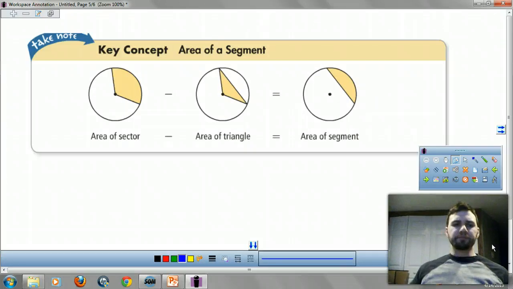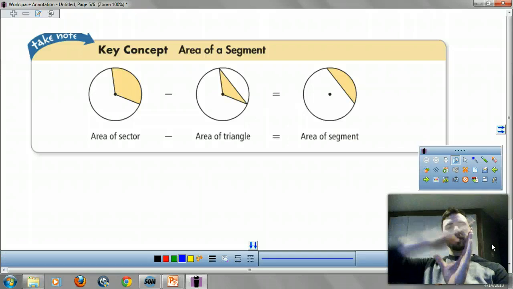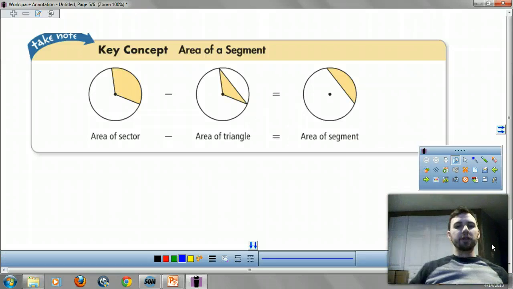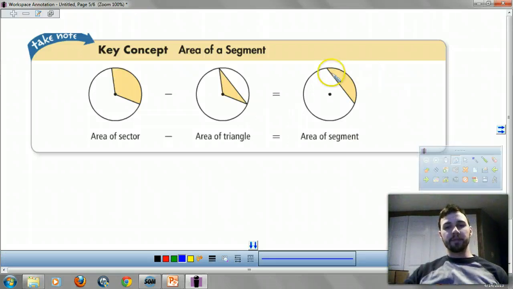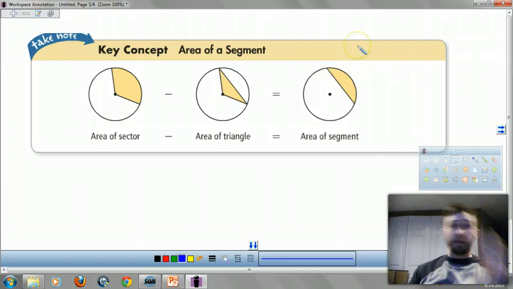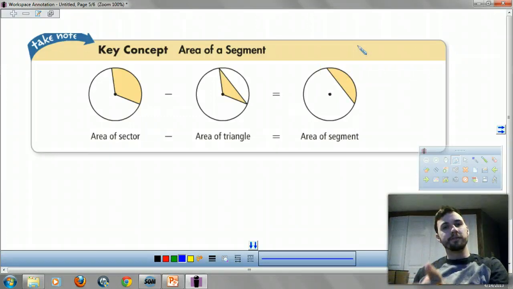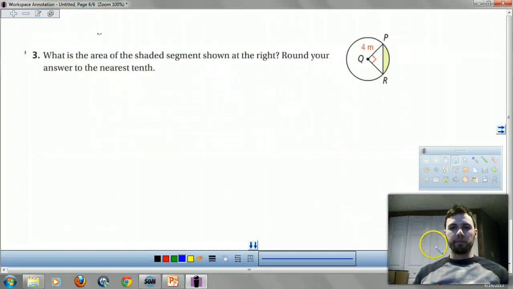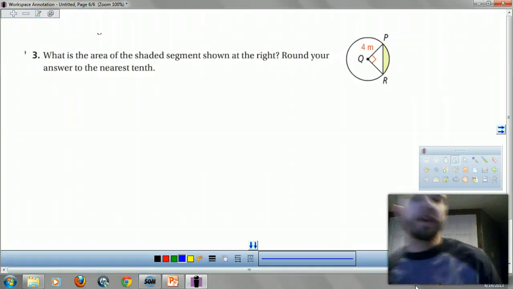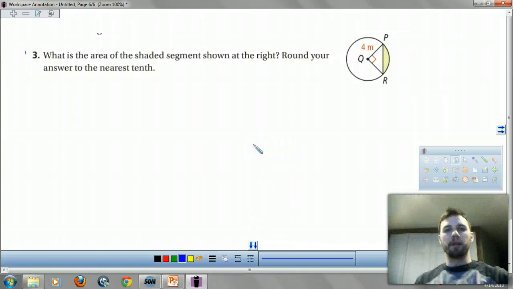Here's something. If you have a sector, you take out the triangle, you're left with the area of a segment. Like if you're cutting a pizza and you're all crazy and you miss and you just get an edge, you don't go through the center. So let's find the area of the segment to the right.